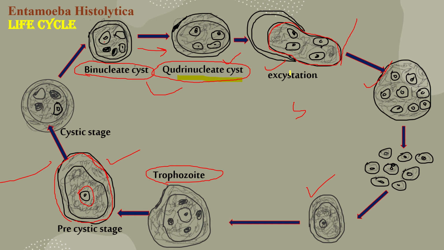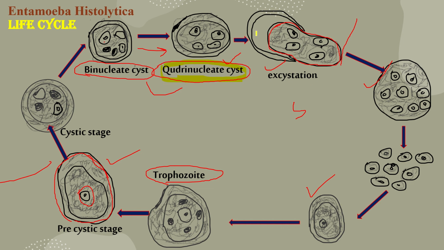Houseflies and cockroaches also can carry this quadrinuclear cyst on their legs or in their intestine and transfer them to unprotected food materials. So this can happen with the help of food handlers, cockroaches or houseflies, which can transmit this quadrinuclear cyst into the new host.